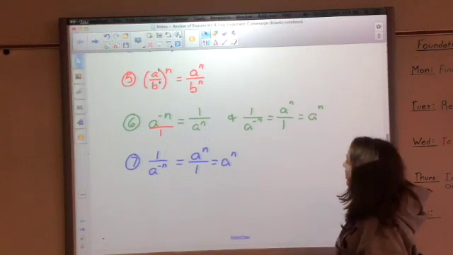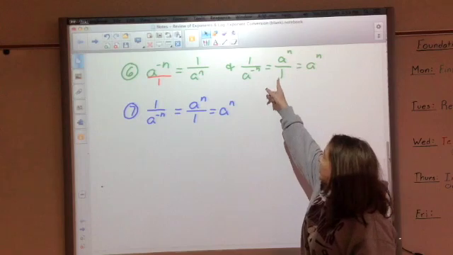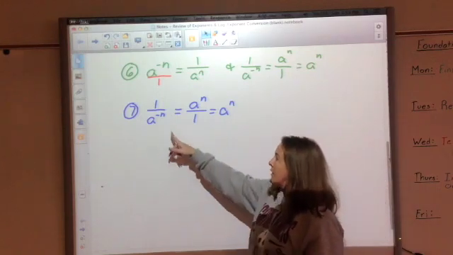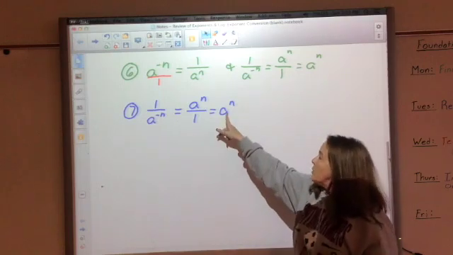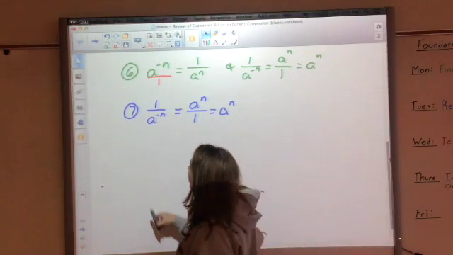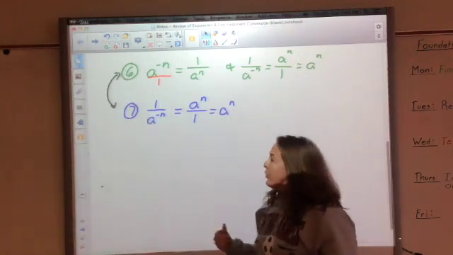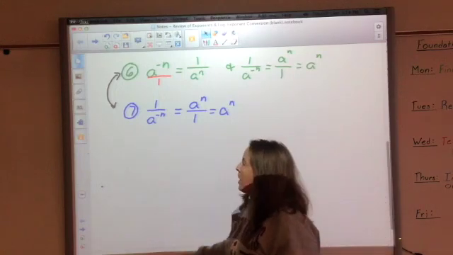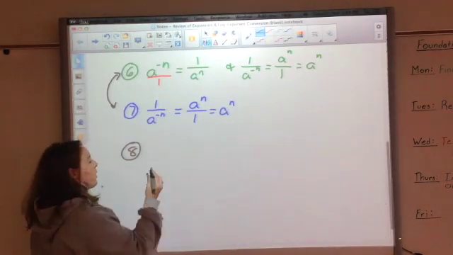Alright, for our final property, we have what we just talked about here. The same thing. The negative exponent tells me to move that up into the top, which is over 1, and we just have a to the n. So these are really kind of the same property. The only other thing we didn't talk about, and we can write this as number 8, is our simplest property yet.